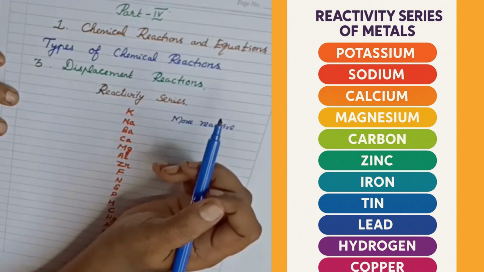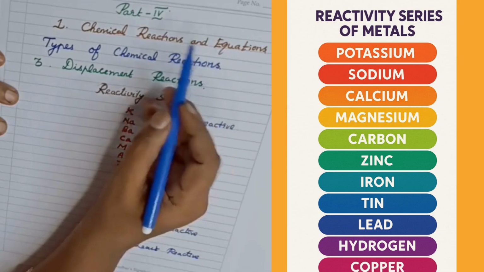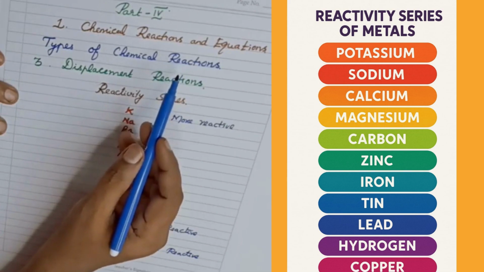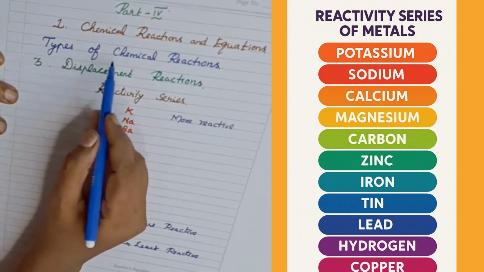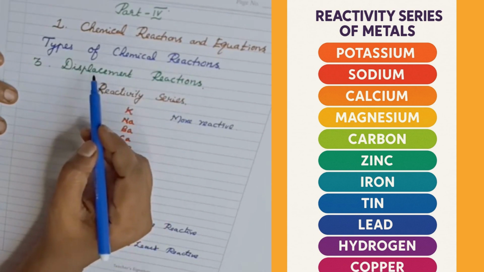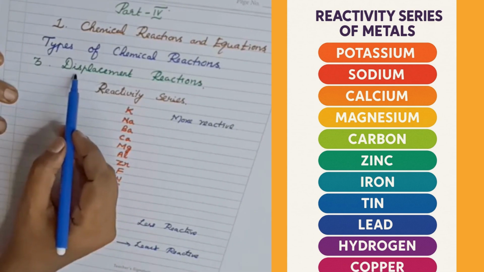In this video, let's see class 10th science chapter 1, chemical reactions and equations, part 4. Okay, types of chemical reactions. In part 3, we studied the first two types of chemical reaction: one is combination reaction, the next one is decomposition reaction. In this video, we are going to study the third type, displacement reaction.